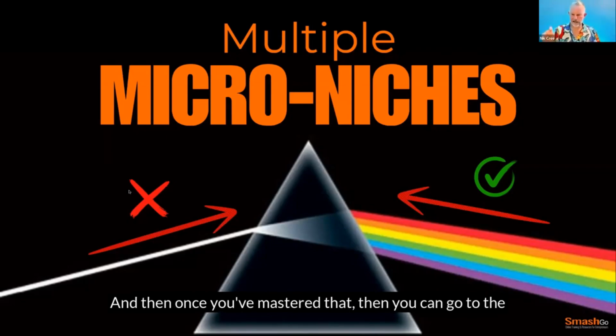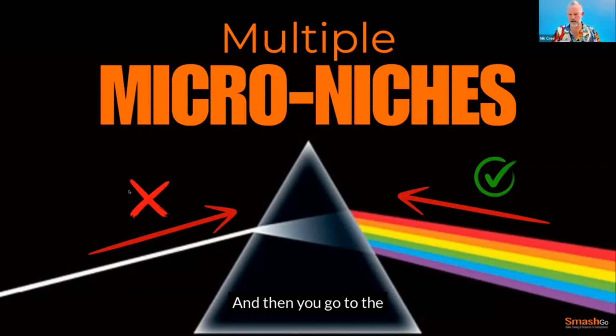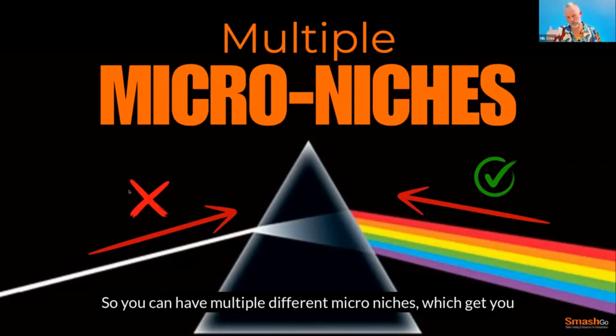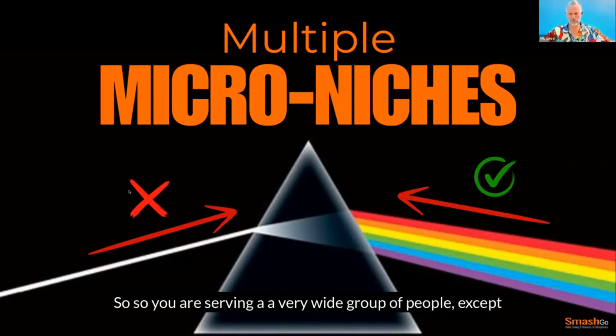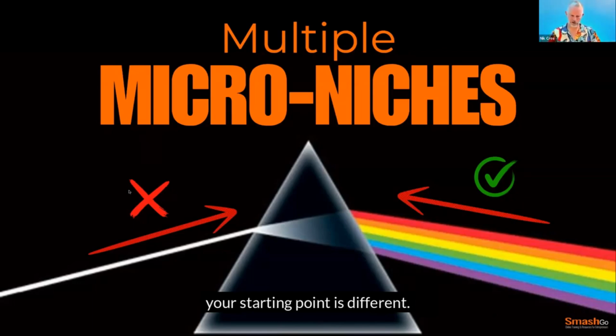And then once you've mastered that, then you can go to the orange people, and it's just the same process again. And then you go to the yellow people, it's the same process again. So you can have multiple different micro niches, which get you the result of covering a wide group of people. So you are serving a very wide group of people, except your starting point is different.